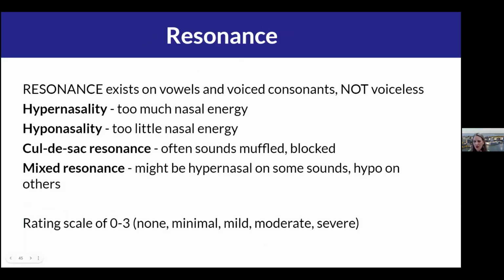Resonance, just for a few definitions here. I talked a little bit about a resonance disorder. Resonance exists on vowels and voiced consonants, but not voiceless sounds. So we can't say their P sounds are hypernasal, because technically they're not. Resonance has to do with the vibration, sound energy in the nose versus the mouth. So hypernasality is too much nasal energy.